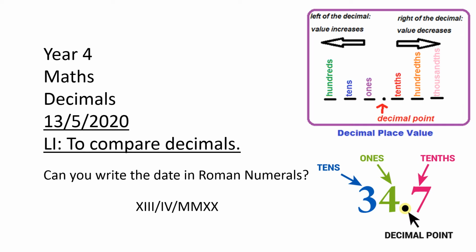Now before we get started, I just want you all to take a look at this diagram over here. So we have our decimal point, and after it we have our tenths, hundredths, and thousandths, and before the decimal point we have the ones, tens, and hundreds. So just look at this so that you avoid any confusion. And to the right of the decimal, the value of the number decreases, and to the left of the decimal, the value increases. So just take a look at that.